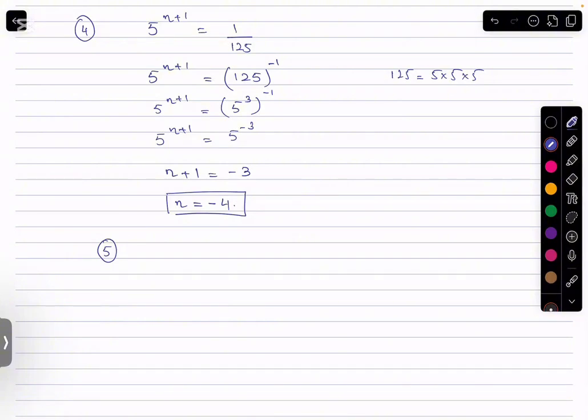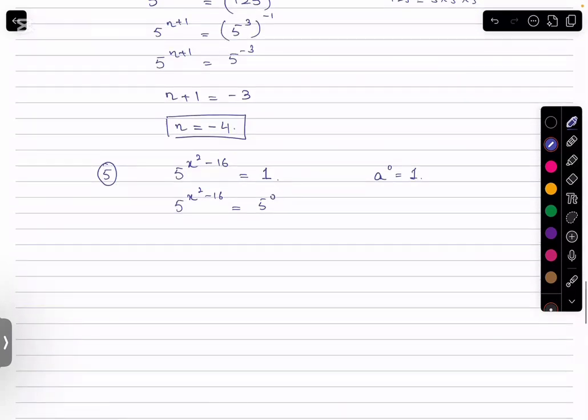Sometimes ऐसा भी होता है कि आपके पास it's 5 to the power of x squared minus 16, which is equal to 1. ठीक है? अब अगर ये 1 है, तो ये 1 5 का बेस तो नहीं है. अब क्या करें? We can do 5 to the power of 0. 5 to the power of 0, right? Because हमें पता है कि any number to the power 0 gives you 1. I need the base as 5, so I can say it's 5 to the power 0, which is equal to 1. Now the bases are the same. I can equate the powers.